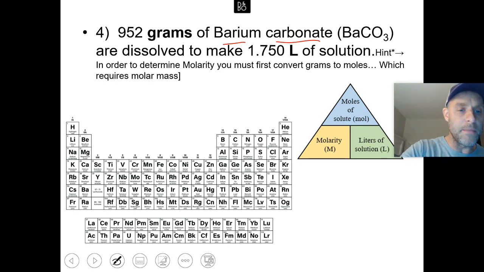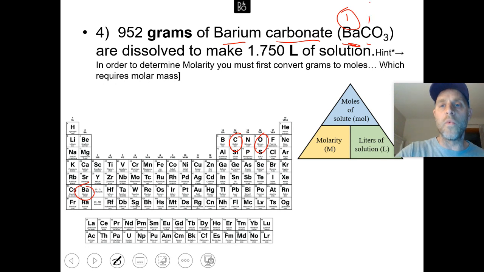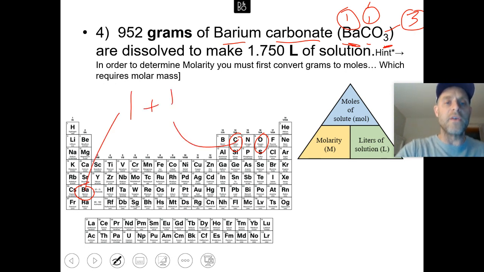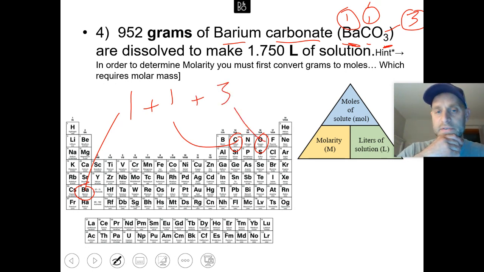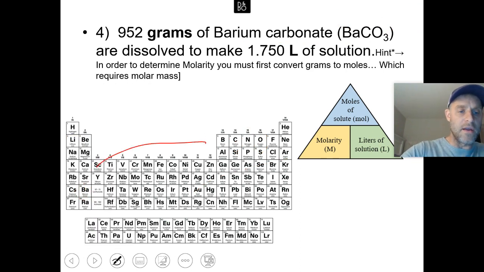What do I have? I have barium. That's this guy right there. And I have carbonate. Well, carbonate is made of carbon and oxygen. But now look at it. I have one barium. Look at it. I got one carbon. Over here, that little 3 down there tells me I have 3 oxygens. So how do I add this up? Well, I take one barium, I add that to one carbon, and I add that to 3 oxygens. So yes, I got to look here. Oops, sorry. I got to look here.